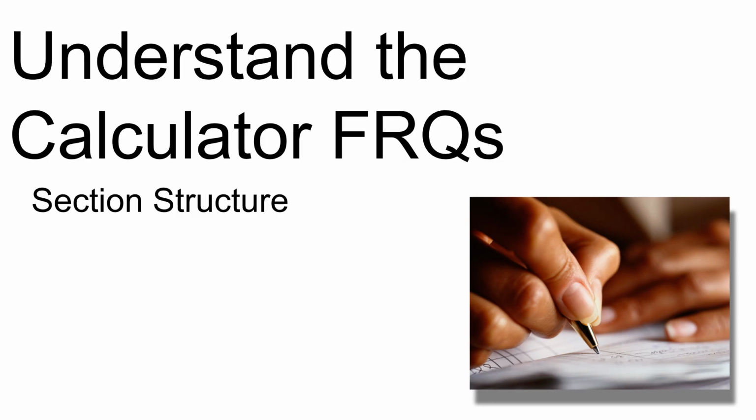Section 2 of the AP Calculus AB exam contains 6 free response questions. The first 2 questions in this section are calculator active. You'll have 30 minutes to answer these 2 questions. It is recommended that you spend about 15 minutes on each question.